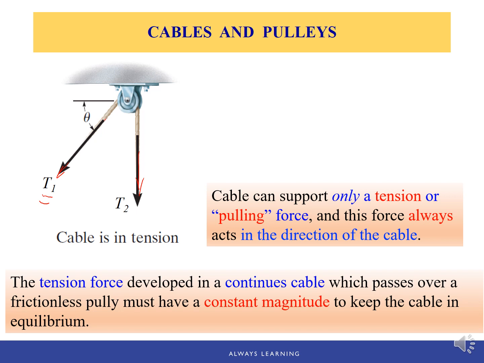So the cable passes over the pulley, and we have just one cable. For this cable to be in equilibrium, the tension force inside this cable is the same anywhere along the cable. Because of that, we will have this relation. With a frictionless pulley and cable, T1 equals T2. So the force developed in a continuous cable has the same magnitude everywhere and is a tension or pulling force.